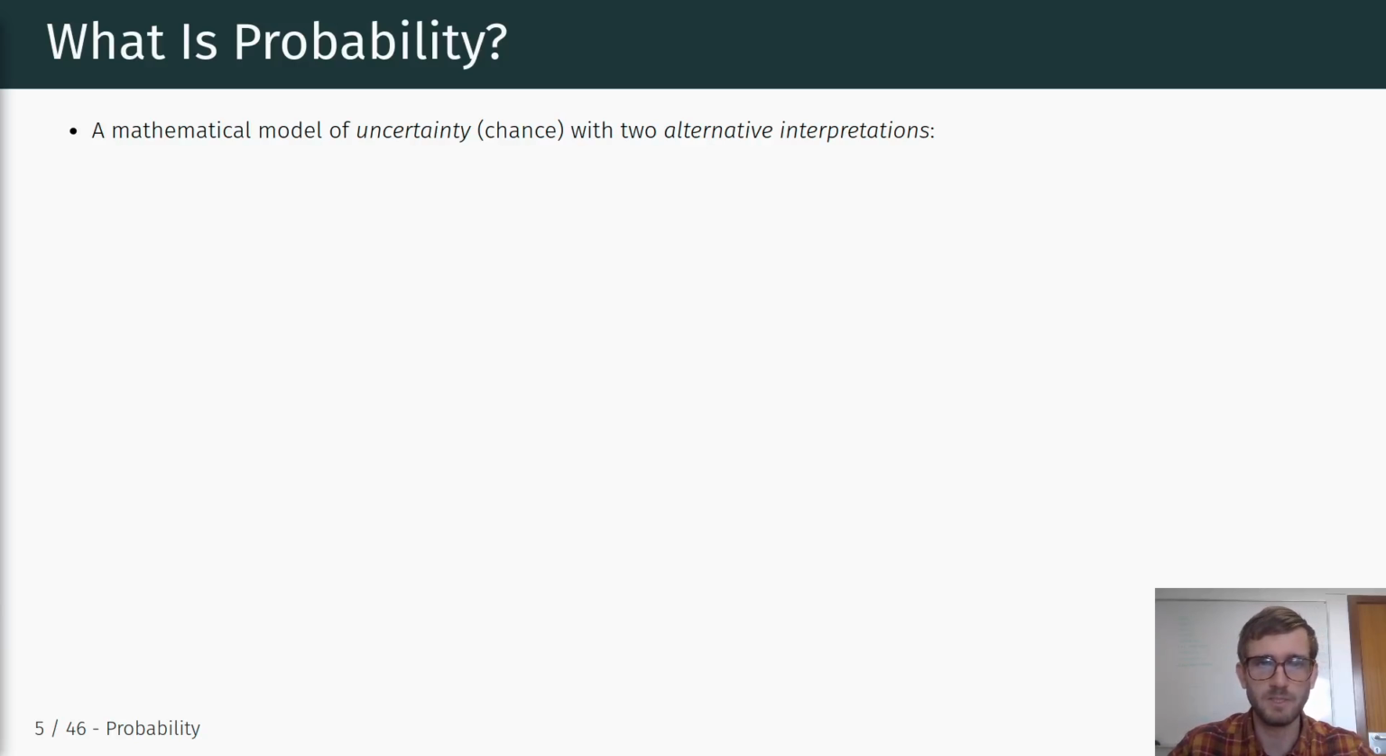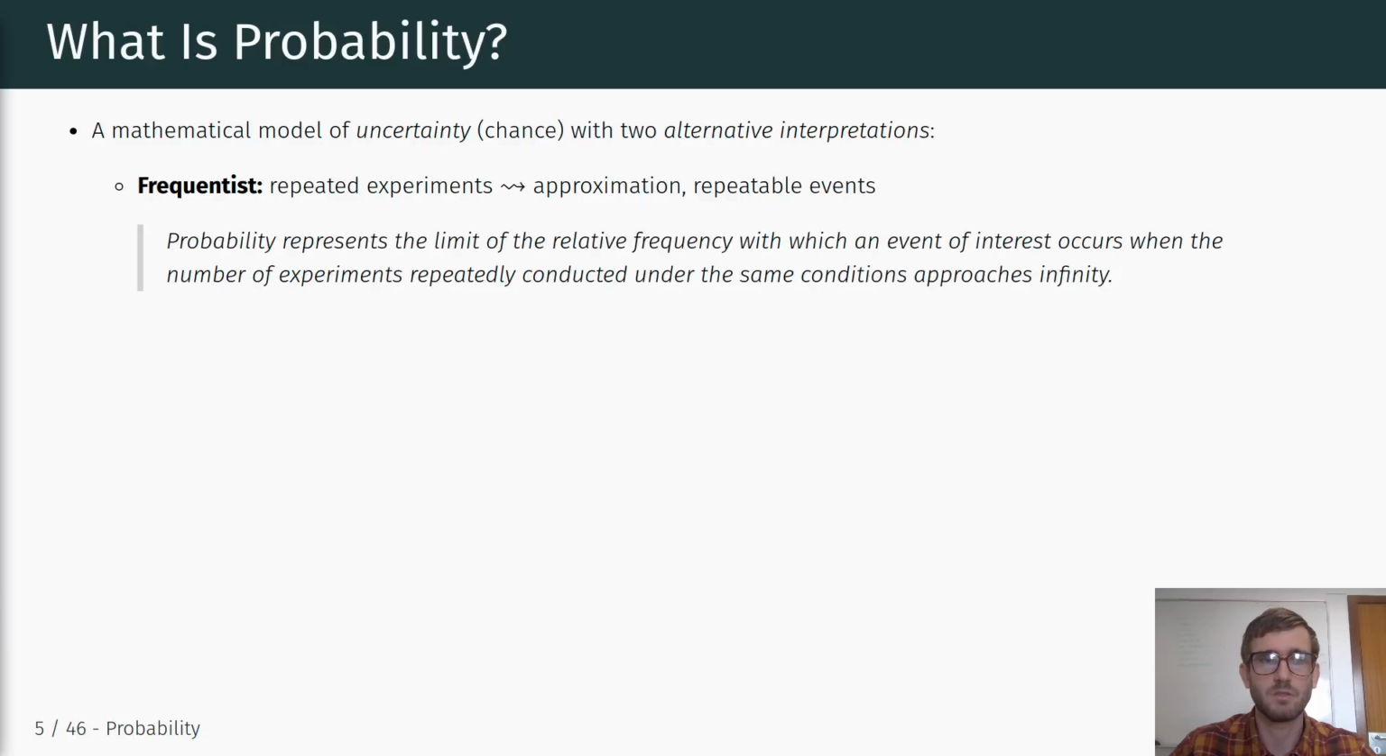What is probability? As I mentioned, probability is a mathematical model of uncertainty or chance with, in practice, ultimately two alternative interpretations. On the one hand, we have the frequentist interpretation of probability, which interprets probability as a result of repeated experiments, where the probability represents the limit of the relative frequency with which an event of interest occurs when the number of experiments repeatedly conducted under the same conditions approaches infinity, right?